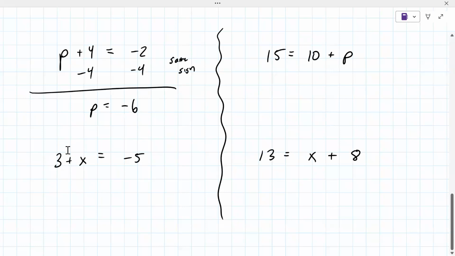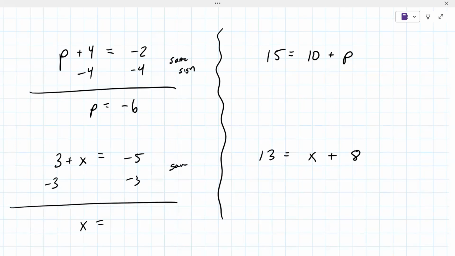Okay, so you have to undo what's on the side with the variable. How do you undo 3? So you subtracted on both sides. What number do you subtract? 3 on both sides. Okay, then these are the same sign again, so you want to add them. So 5 plus 3, x equals -8. Okay, very good. Now try these on the right.